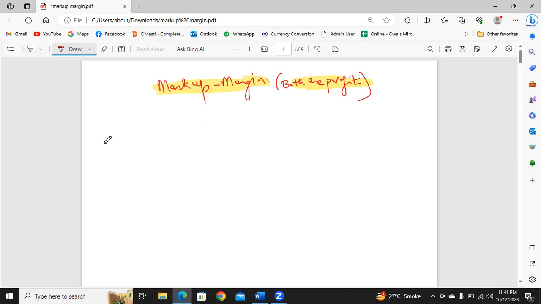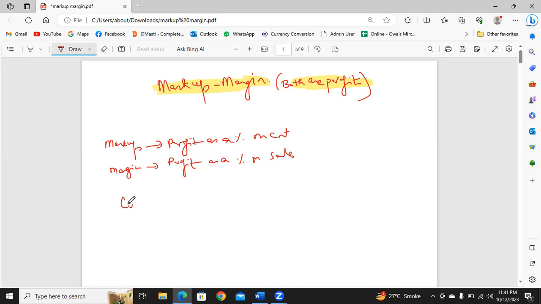Now, if we talk about the markup, it is profit as a percentage on cost. Markup is profit as a percentage on cost, and margin is profit as a percentage on sales. So markup is on cost and margin is on sales.